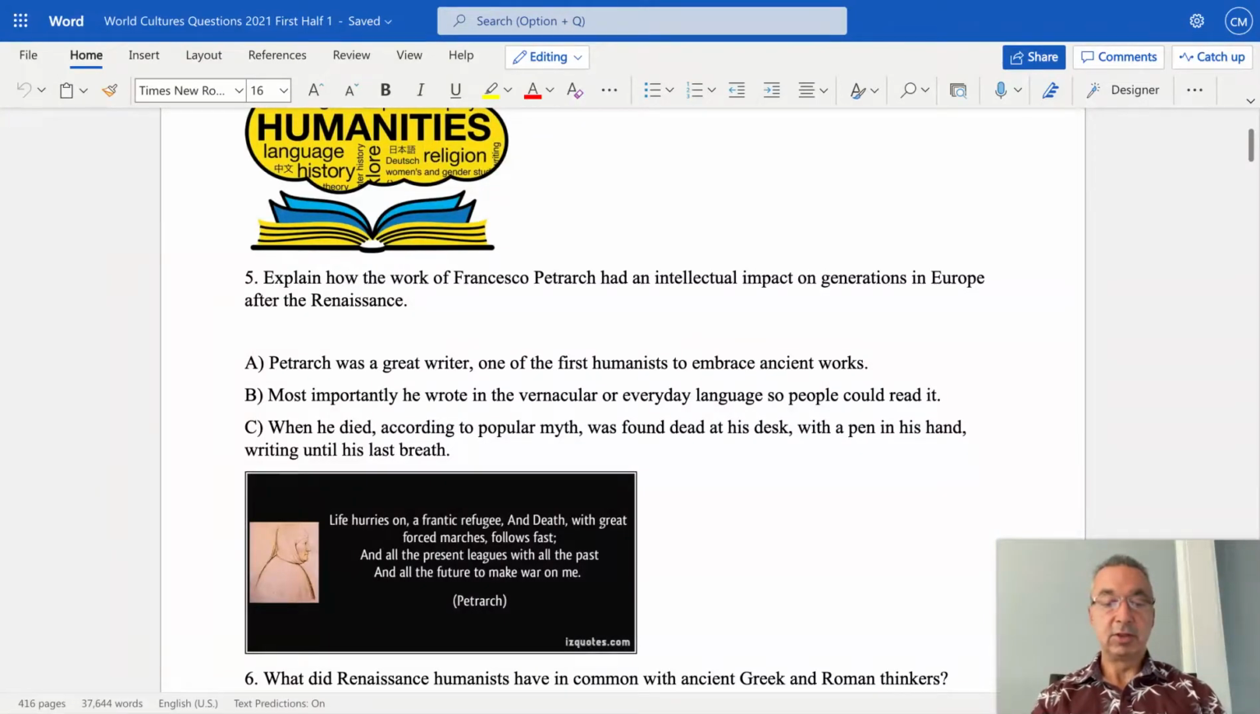And because he was such a great writer and basically wrote his entire life, according to popular myth, when he finally died, he was found dead at his desk with a pen in hand, slumped over, writing until his very last breath. And then a quote from Petrarch: "Life hurries on, a frantic refugee, and death with great force marches, follows fast. And all the present leagues with all the past and all the future to make war on me."